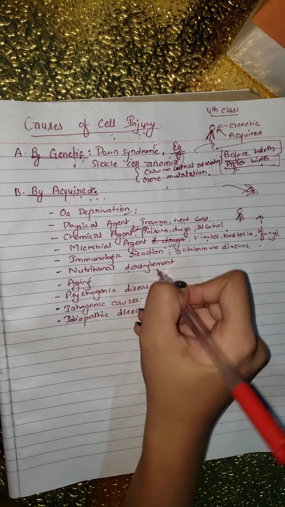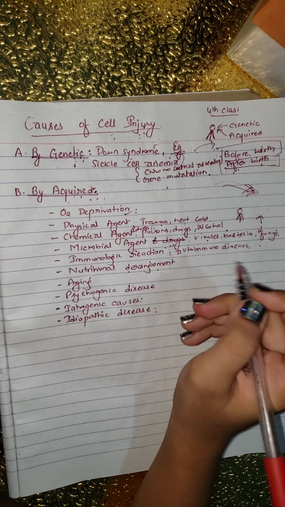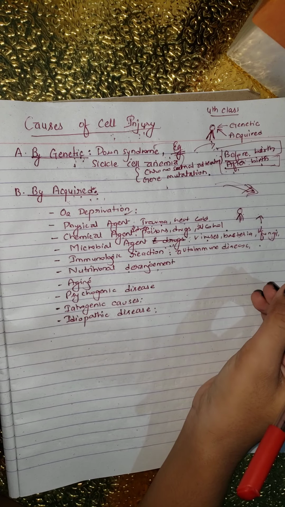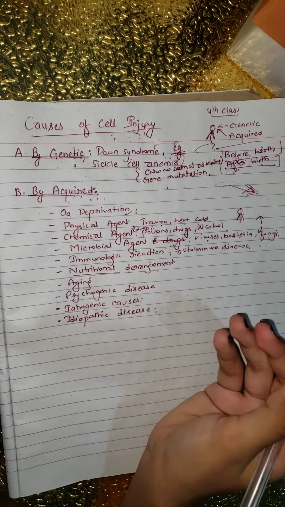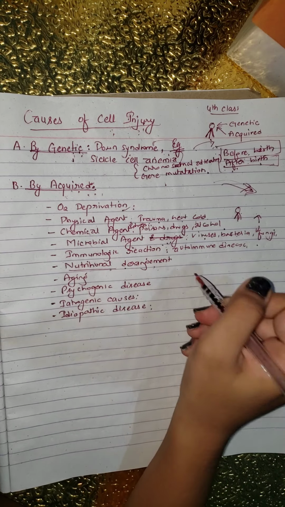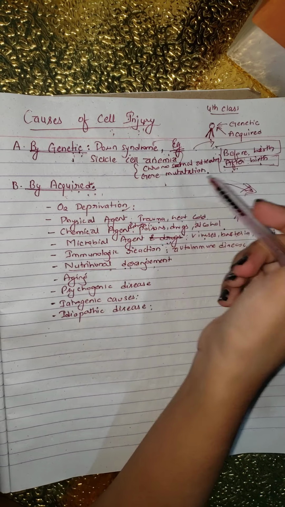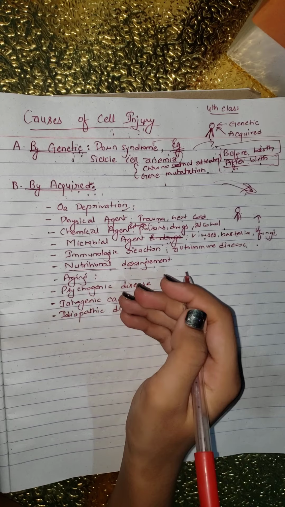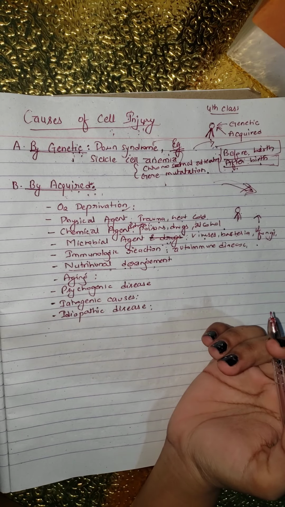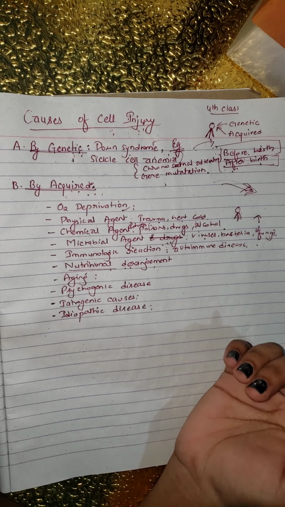Next thing is nutritional derangement. It means protein, calorie deficiency, whatever nutrition the cell requires for survival. If this is not enough for the cell, then it will also cause injury to the cells. And aging, of course, cellular aging will obviously cause injury to the cell.